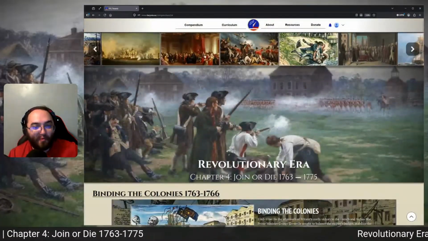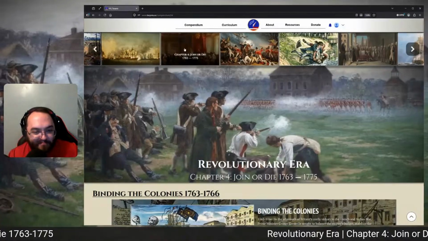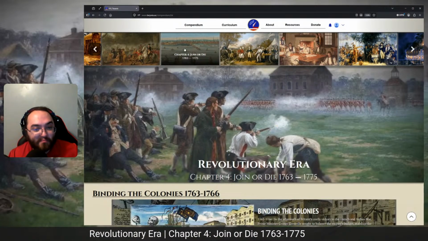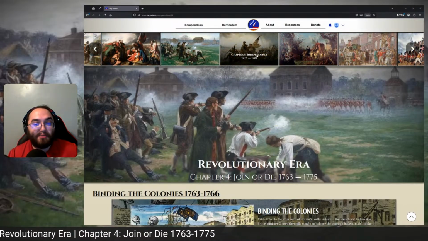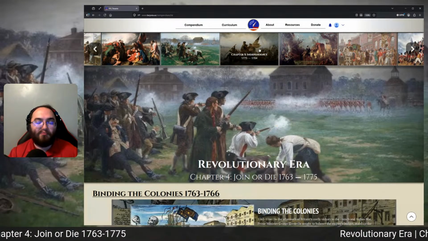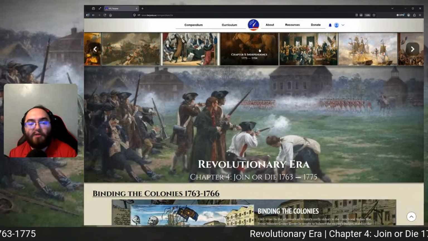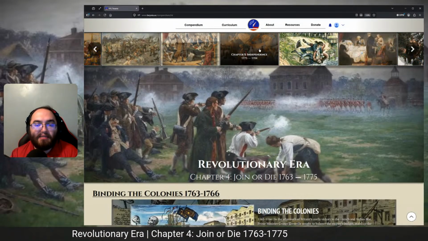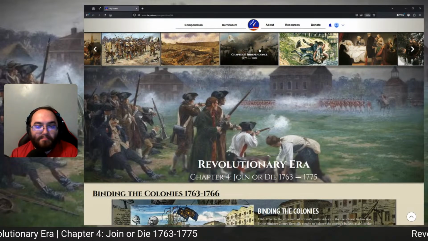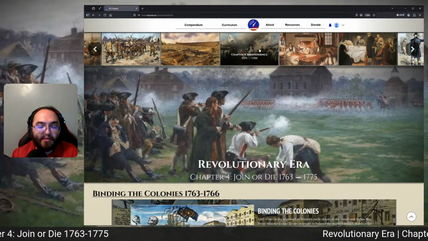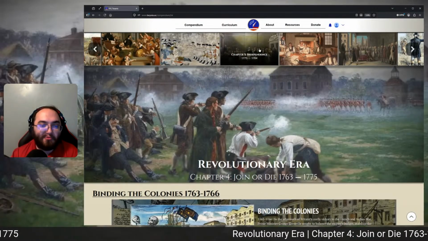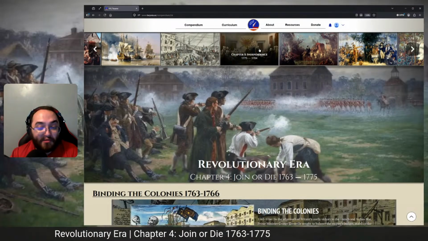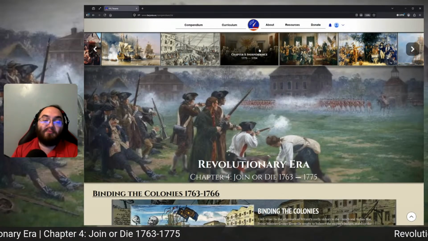This is chapter 4 of the compendium. This is the first chapter of the Revolutionary Era, first of 2. The next chapter, chapter 5, which is the second chapter of the Revolutionary Era, is going to cover the War for Independence itself, which will be the next 8 years, almost 9 years, of the conflict, the imperial crisis, the revolution itself. And I'll be doing a live stream tomorrow to talk about chapter 5.